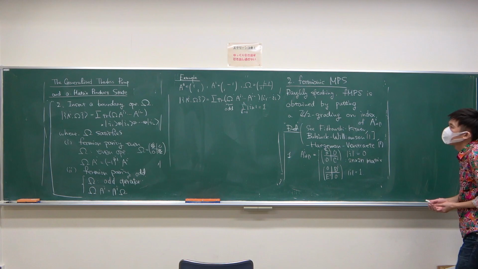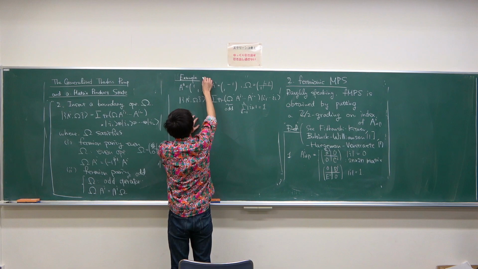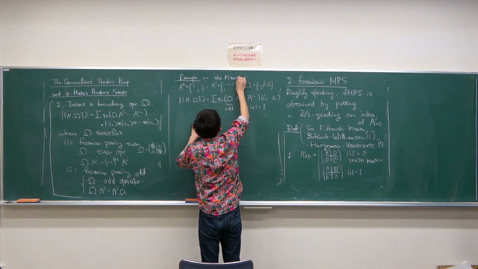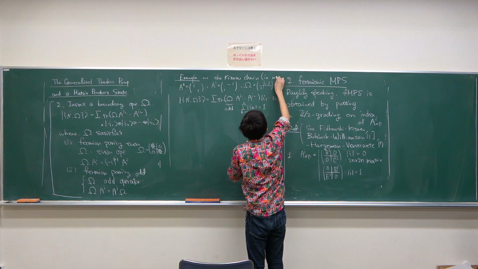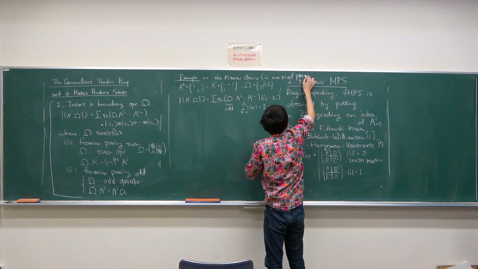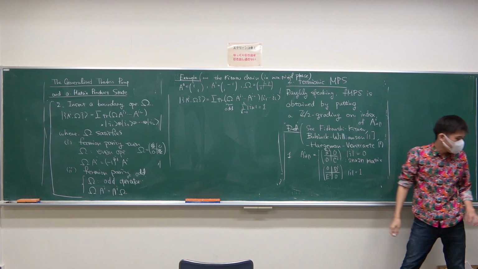And actually, it is known that this matrix product state corresponds to the Kitaev chain, the so-called Kitaev chain, in the non-trivial phase. Okay, so this is the Kitaev chain model of a matrix product state.